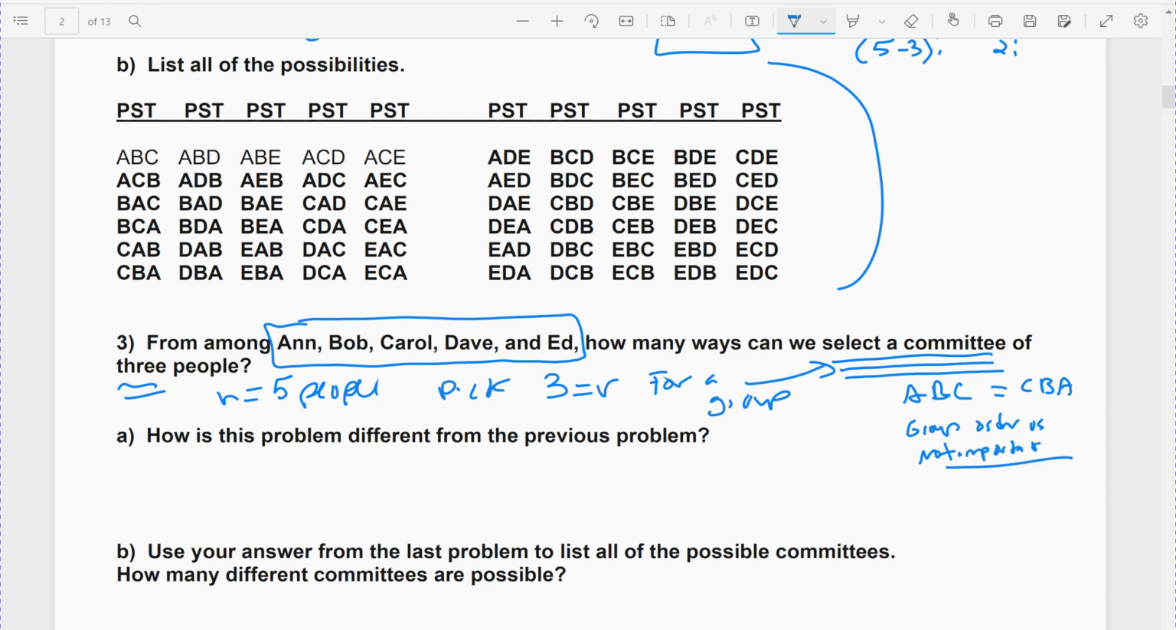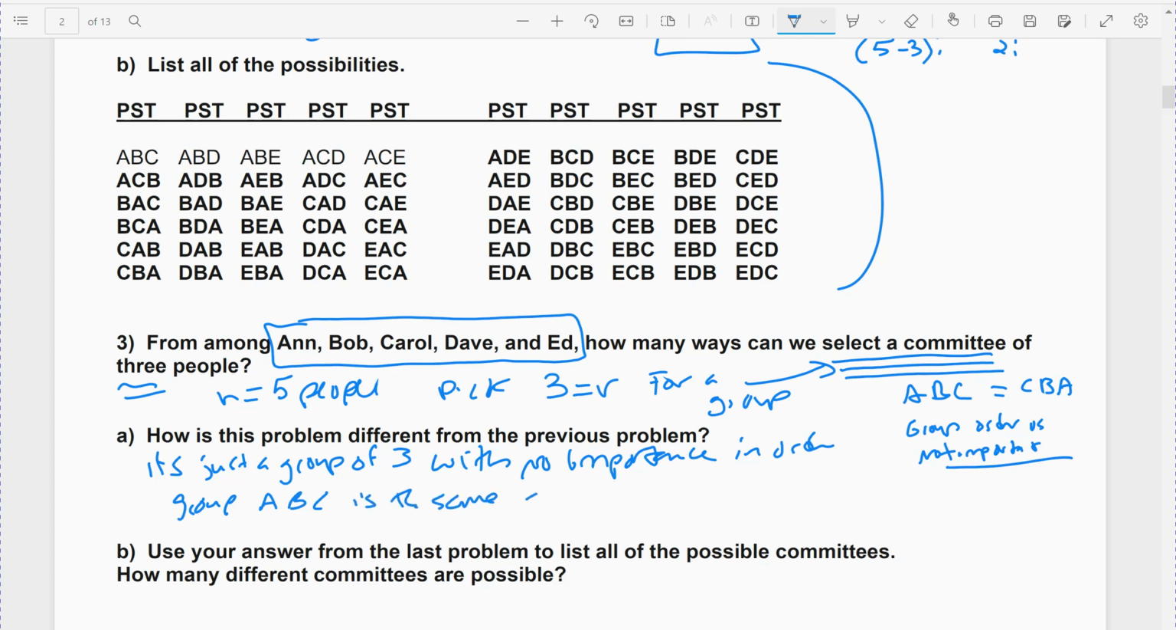Doesn't matter, right? And Bob and Carol are on the committee. No matter how I pick them, they're on the committee. And so this problem's different because, again, it's just a group of 3 with no importance in order. A group, Ann, Bob, Carol is the same group as Bob, Carol, Ann. Doesn't matter, they're all on the committee. Alright, and the committee responsibilities land on them.